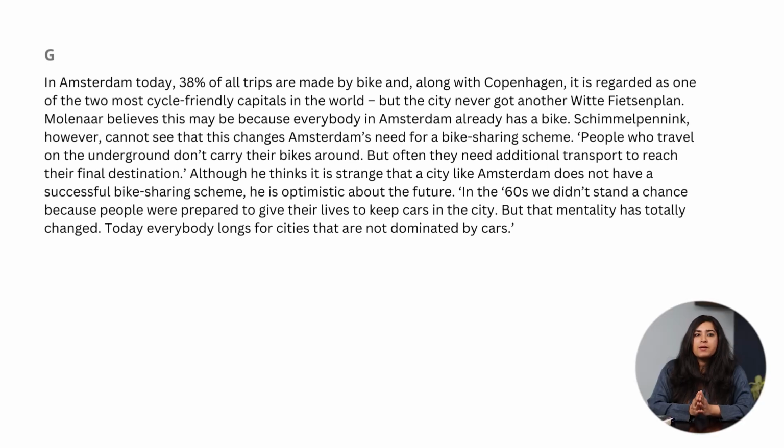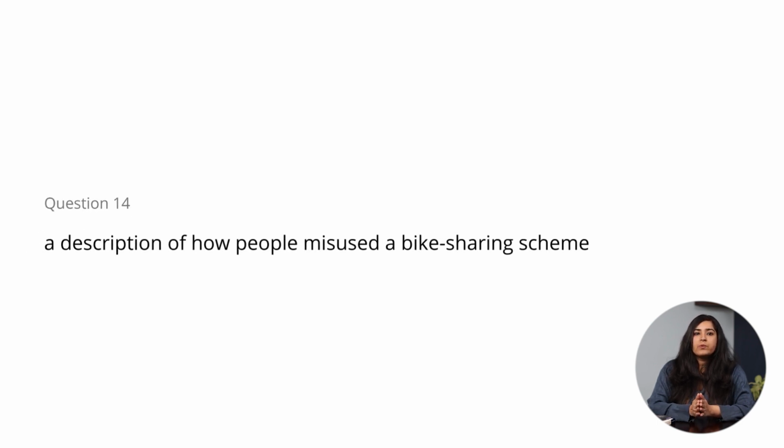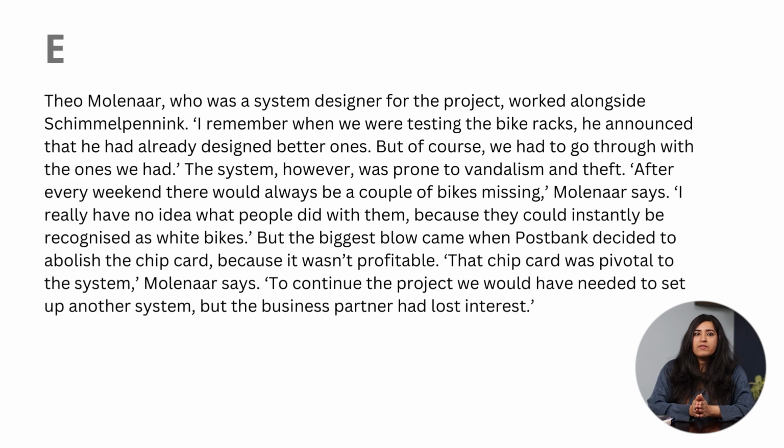Alright, now that you've had some time to go through the paragraphs, let's start answering the questions. For question 14, we need to find the paragraph that gives us a description of how people misused a bike sharing scheme. Now in paragraph E, line 4, the system, however, was prone to vandalism and theft. After every weekend, there would be always a couple of bikes missing. Molinar says, I have really no idea what people did with them. Point to note, vandalism and theft and bikes missing equal misused a bike sharing scheme. So the answer is E.